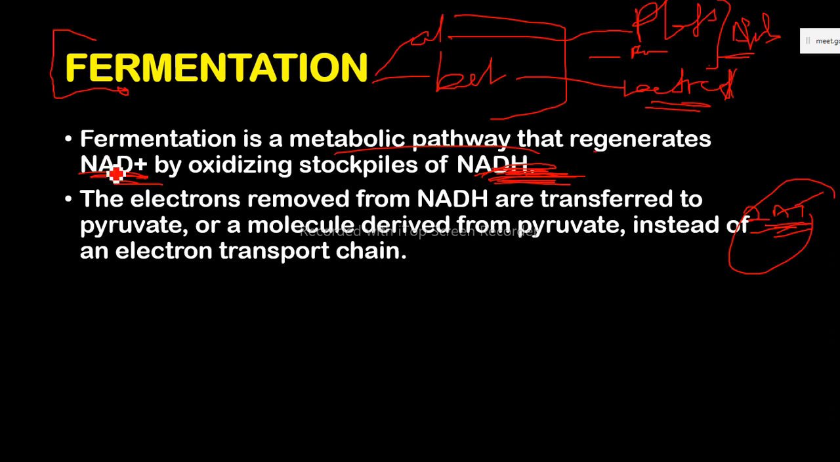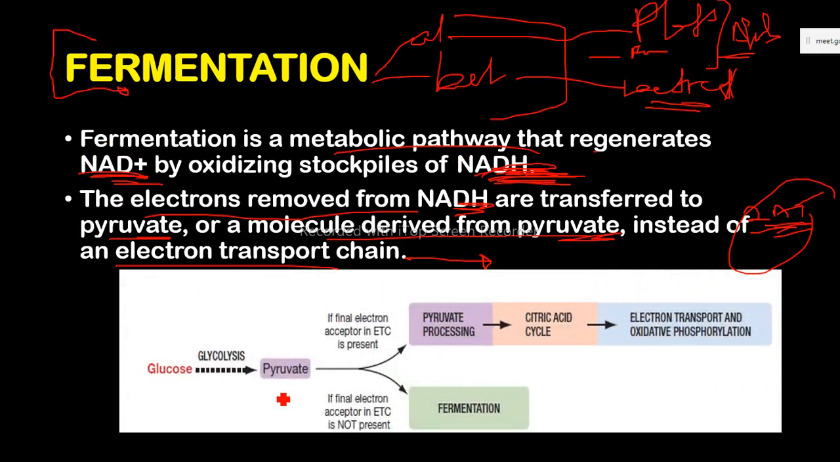Yes, so the electrons from reduced NAD are transferred to pyruvic acid, or a molecule derived from pyruvate, instead of the electrons being shunted into the electron transport system. Depending, if it is alcoholic fermentation, then we shall see. If it is lactic acid fermentation, then the electrons are donated directly to form the lactic acid. And so you'll be able to regenerate back the oxidized form of NAD and you maintain the cycle. So basically this is what we are talking about.